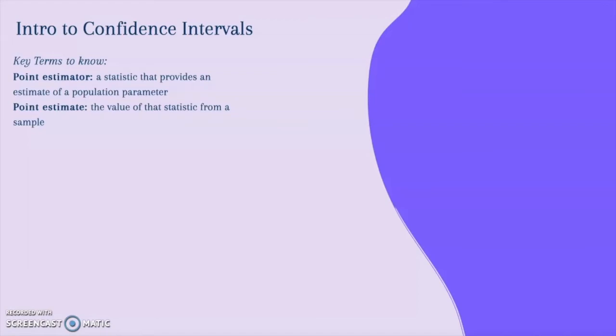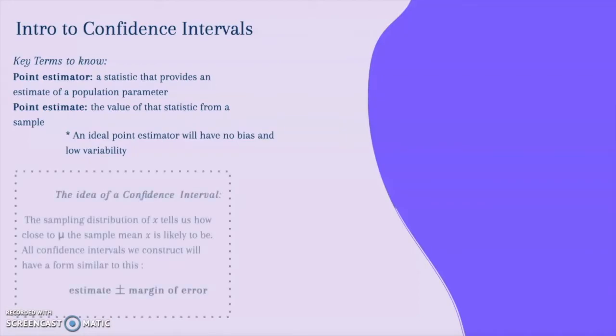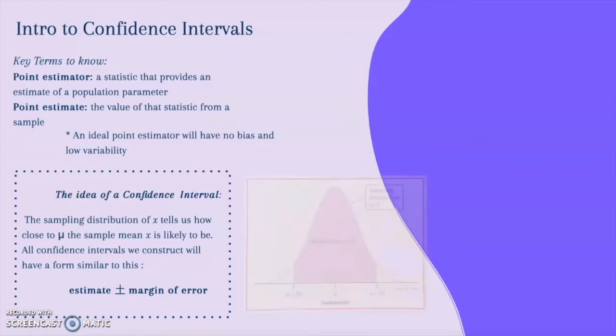Key terms to know: a point estimator is a statistic that provides an estimate of a population parameter, and a point estimate is the value of that statistic from a sample. An ideal point estimator will have no bias and low variability. All confidence intervals we construct will have a form similar to estimate plus or minus margin of error.